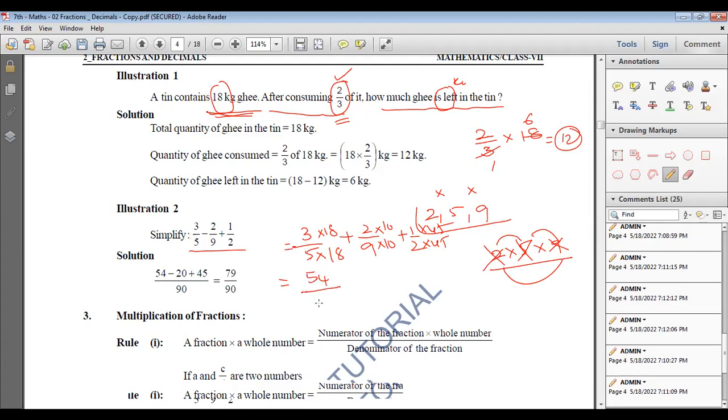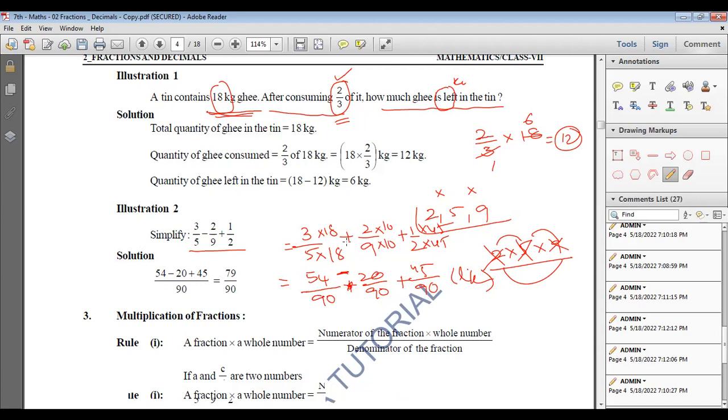54 divided by 90. Now 20 divided by 90. And 45 ones are 45 by 90. So now all are like. Sorry, this is a minus sign here. Then 54 by 90 minus 20 by 90. Now you just add up all the plus.